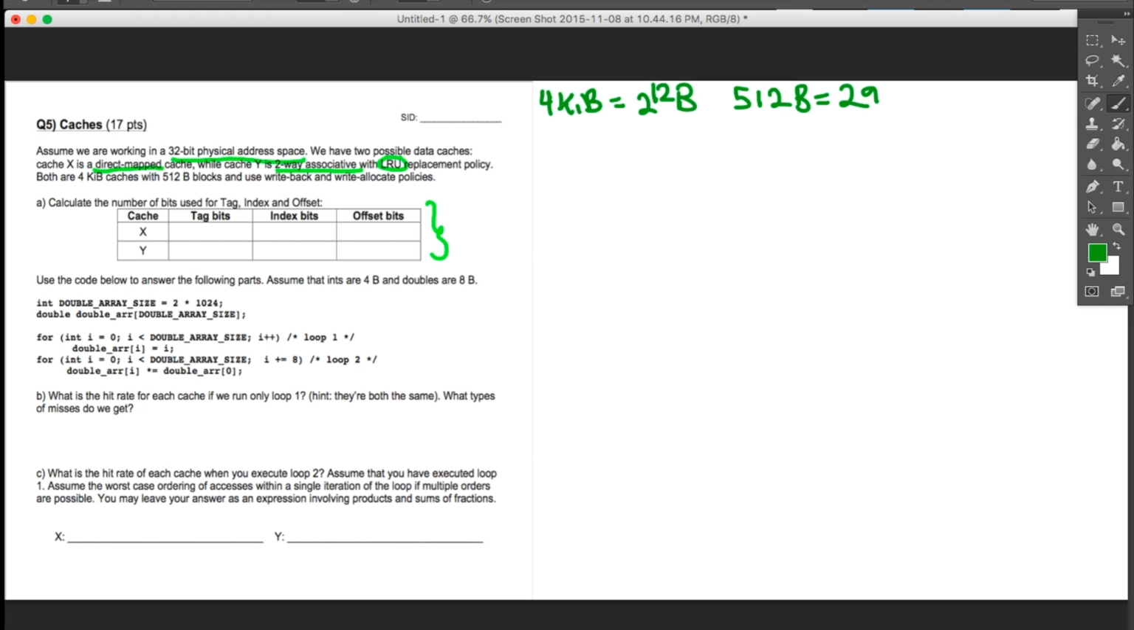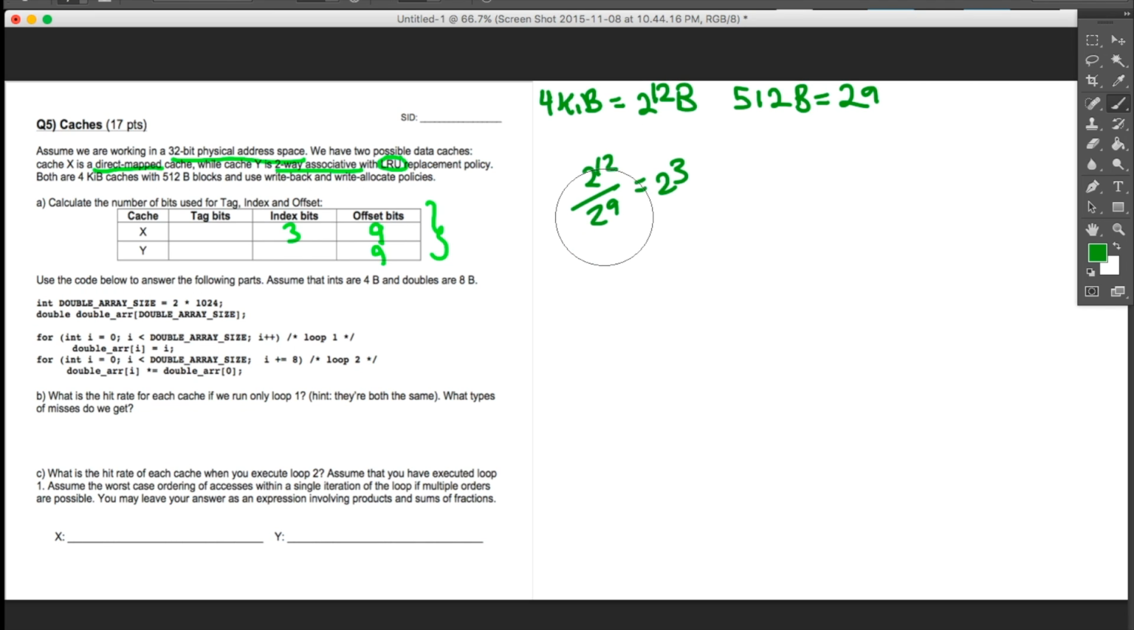If we observe properly, we can determine that the offset is just going to be 9 bits. The reason why is because that's just the block size. We need 2 to the 9 bytes within each block, so we need 9 bits for the offset. For the index, for direct map, we know that that's just going to be equivalent to 2 to the 12 divided by 2 to the 9, which is 2 to the 3. So log base 2 of that will be 3.